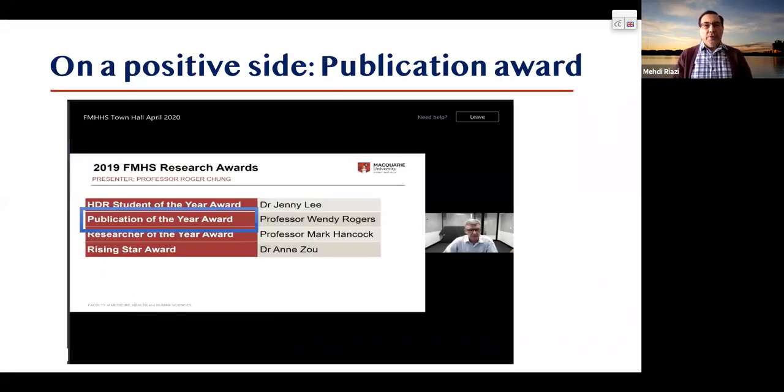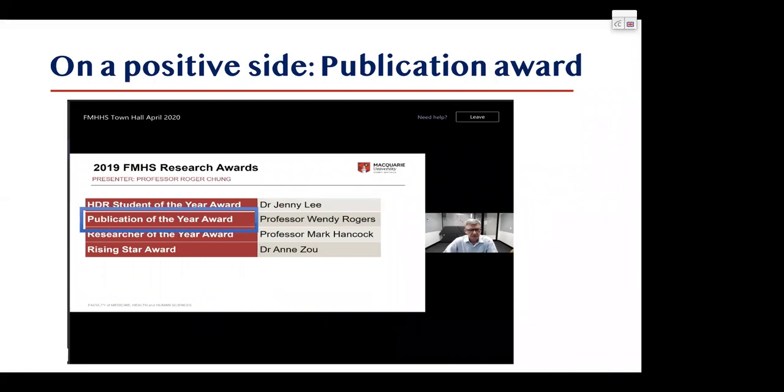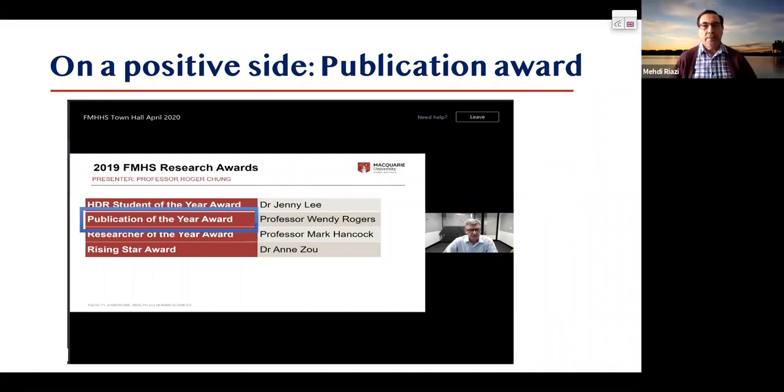On a positive side, colleagues in the department and faculty are aware of our recent Dean's Townhouse speech, who raised some awards, and among these awards actually was the Publication of the Year award. And I'm sure that this is also the trend in many other Australian universities, as well as overseas and in other universities across the globe.